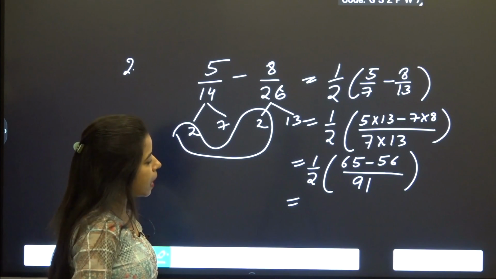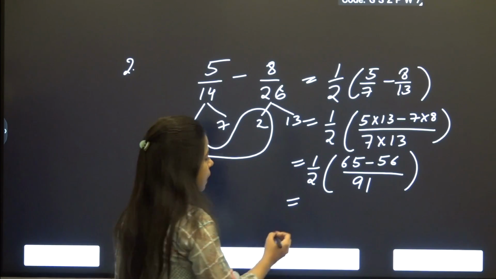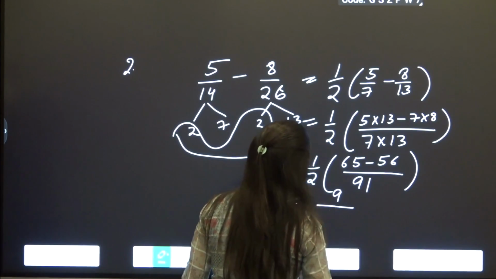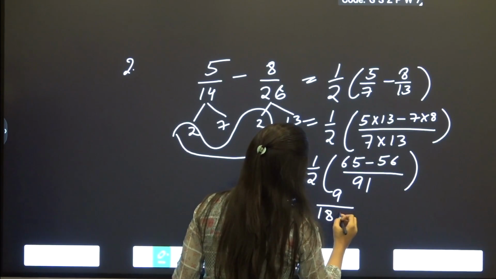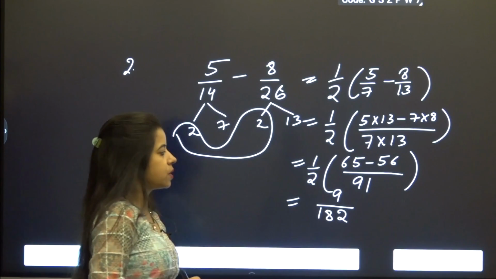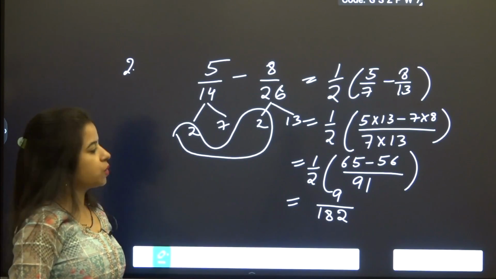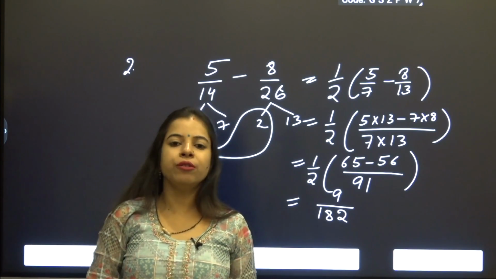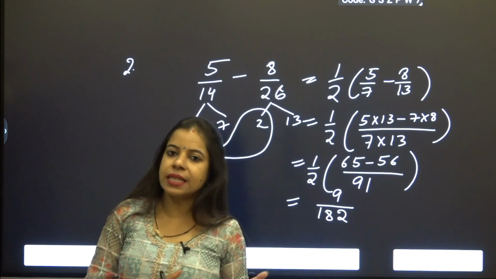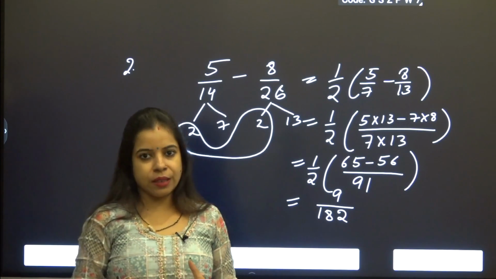65 minus 56 is 9, upon 2 into 91 is 182. So this is the answer. Okay, so in this manner we can perform the subtraction of unlike as well as like fractions.